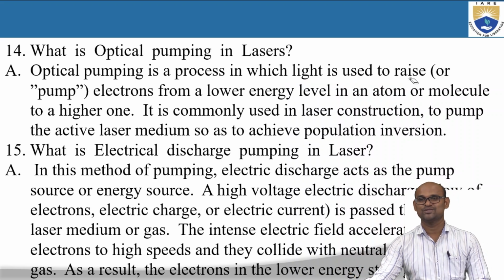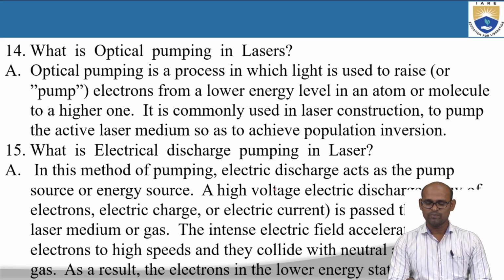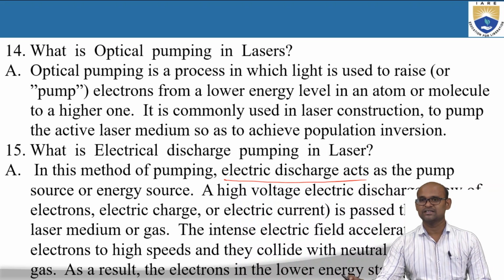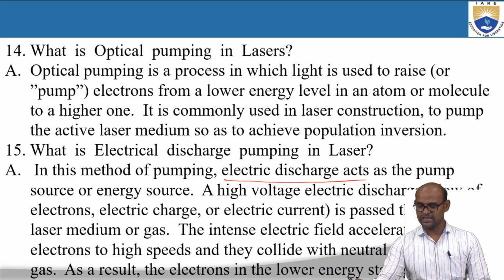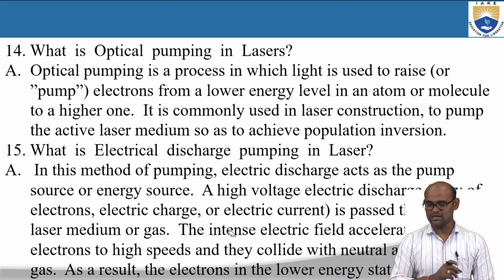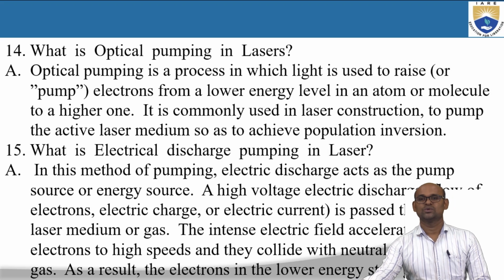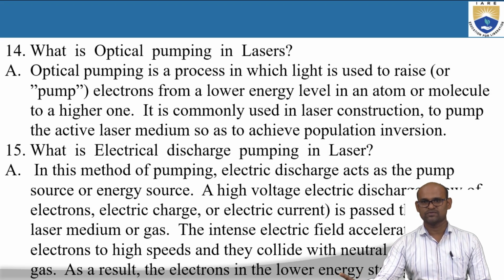What is electrical discharge pumping in laser? In this method of pumping, electrical discharge acts as the pump source, our energy source. A high voltage electric discharge, flow of electrons, electric charge or electric current is passed through the laser medium or gas. The intense electric field accelerates the electrons to high speeds and they collide with neutral atoms in the gas. As a result, electrons in the lower energy state gain energy and get excited to the higher energy level. So basically electrical discharge is nothing but we are going to supply a flow of electrons, an electric current, into the gas, for example.